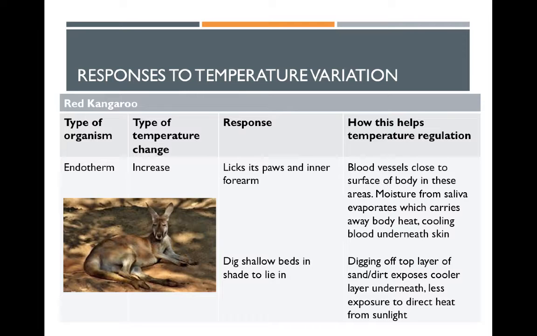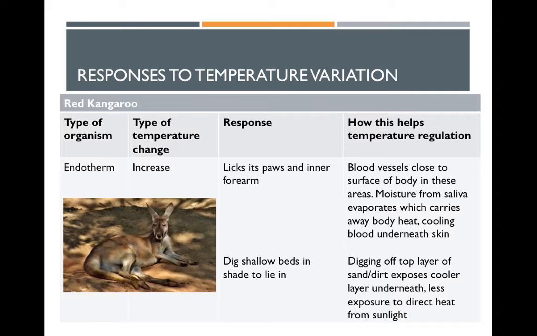So when the outside temperature increases, the red kangaroo licks its paws and its inner forearm. And because saliva is moist, that moisture evaporates, which takes with it some of its body heat. So that cools the blood underneath the skin. Because the kangaroo's blood vessels are really close to the surface of their body on its paws and its inner forearm, okay? So that's where they're closest, that's why it licks that particular area. And then the moisture evaporates and also takes some of its body heat with it to help it cool down.